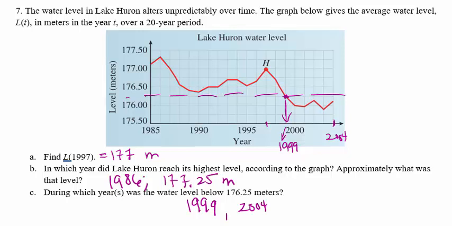Now, in 1999, it was equal to 176.25 meters. So we're going to put parentheses at 1999. In 2004, the water level was definitely below 176.25. So we're going to include that year in our answer.